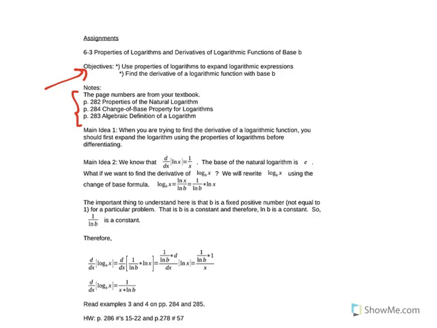The main idea that we want to consider first is when you're trying to find the derivative of a logarithmic function, how do we want to do it? Well, we want to do it in a way that's easy for us to do. And this process becomes easier when you first rewrite your logarithmic function using the properties of logarithms that we learned in pre-calculus. So that's the main idea.